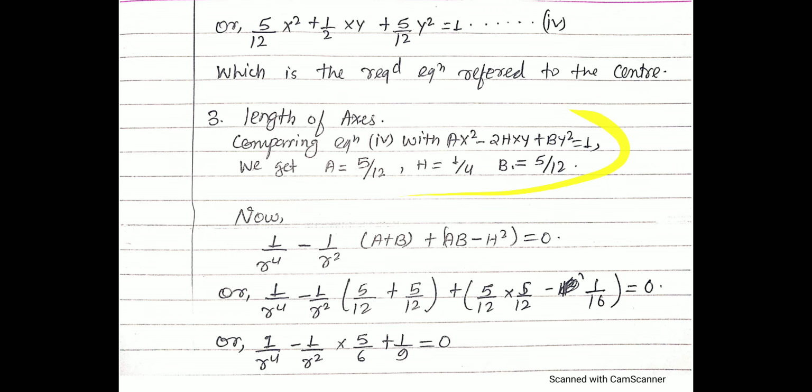Now let's find the length of axis. Comparing equation 4 with ax square plus 2hxy plus by square equals 1, we get a equals 5 by 12, h equals 1 by 4, b equals 5 by 12. Now we have to write this equation: 1 by r square to the power 4 minus 1 by r square times (a plus b), putting it into the bracket, plus ab minus h square equals 0, which on further solving we get 1 by 4 minus 1 by r into 5 by 6 plus 1 by 9 equals 0.